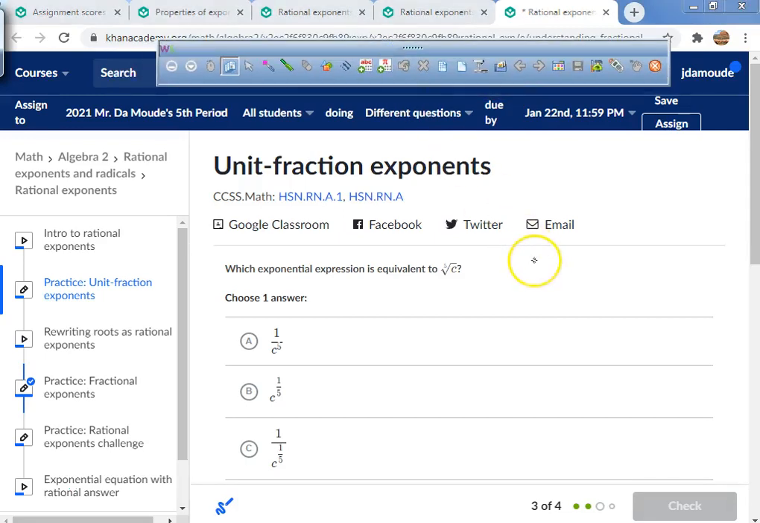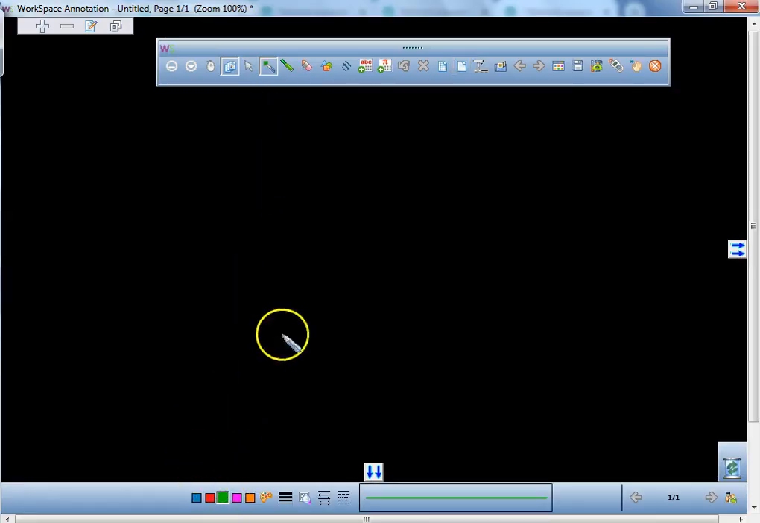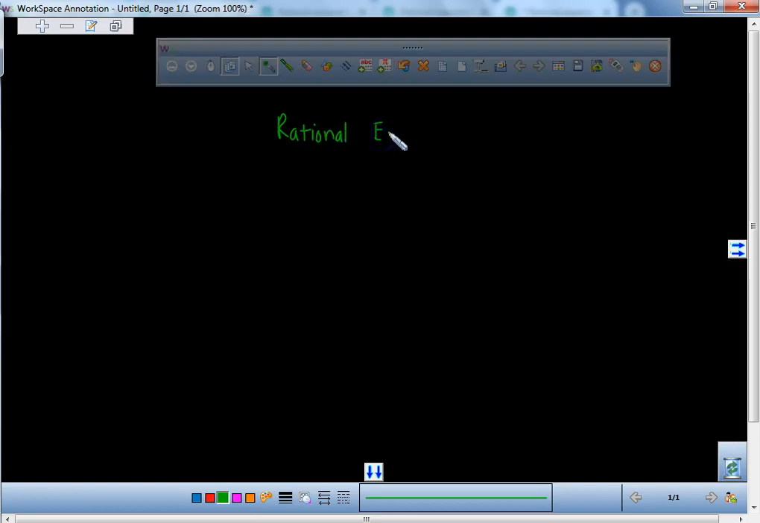All right, everybody, today we're going to be dealing specifically with what's called rational exponents, and understanding how to use them. So if you would please, in your journal, right now, I want you to write down rational exponents.